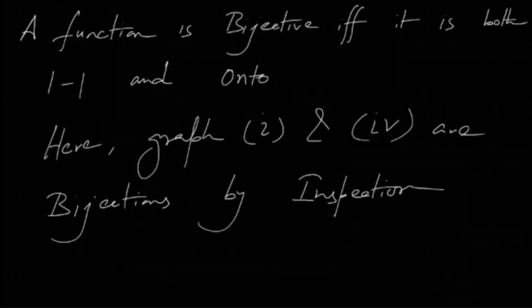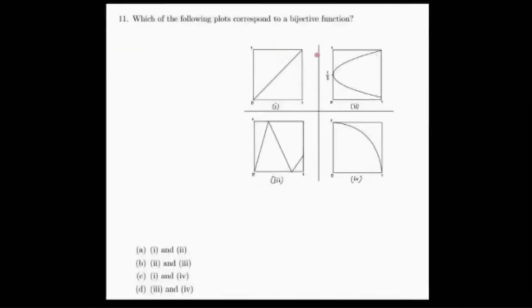So basically it says that every element in the domain is going to be projected into some distinct element, and every element in the codomain is going to be the image of exactly one element from the domain. So here graphs 1 and 4 are actually bijections by inspection. Why? There's nothing to write about, to be honest, at least in an objective problem.